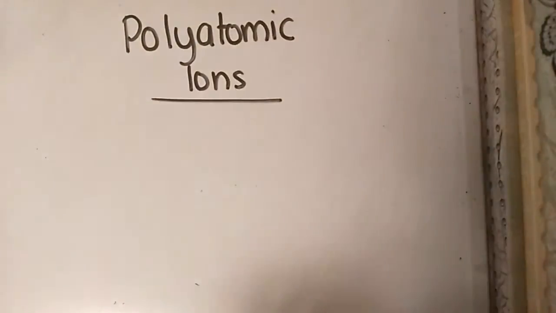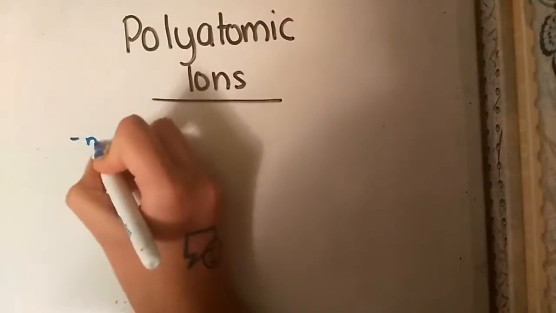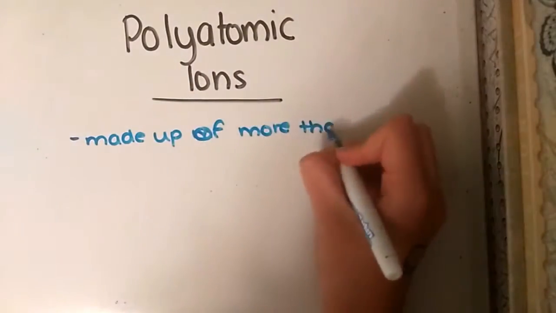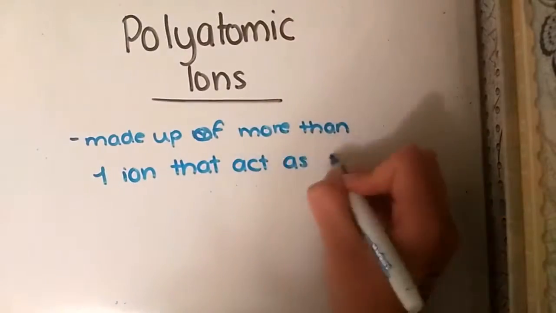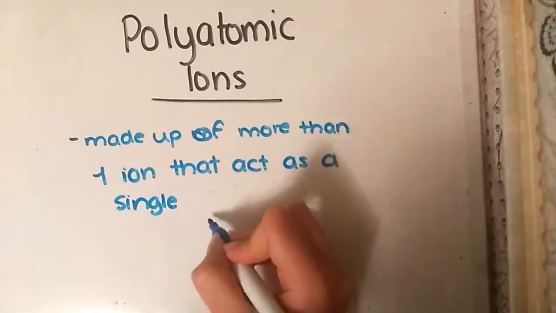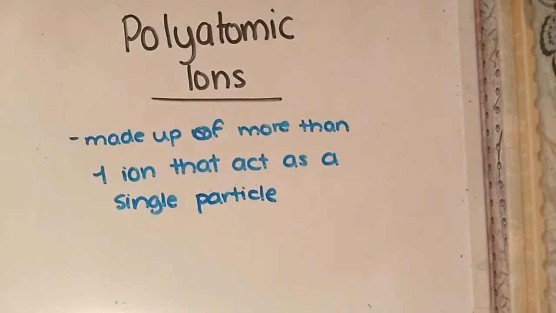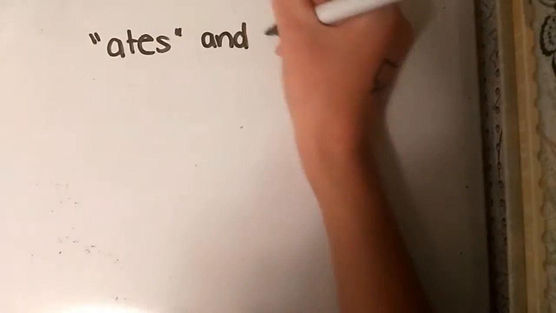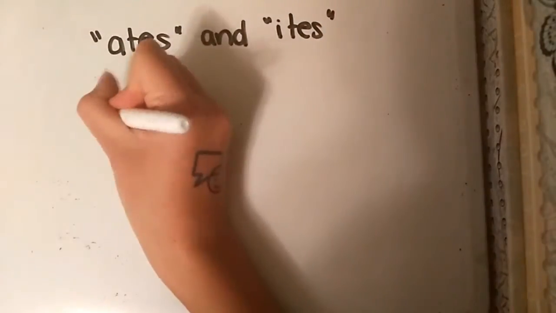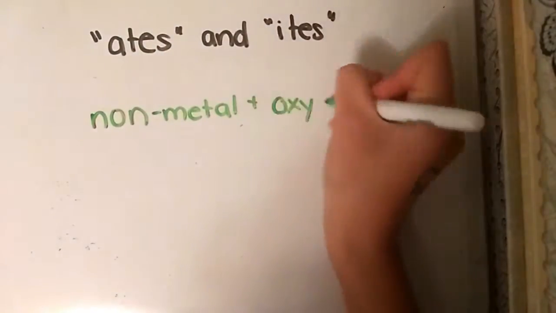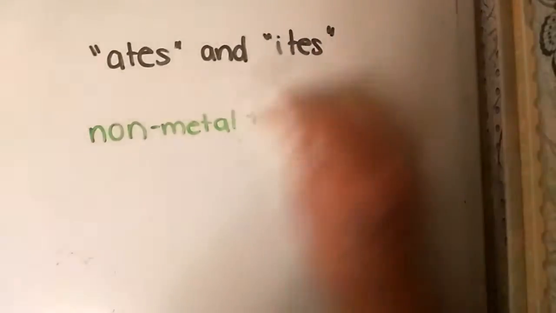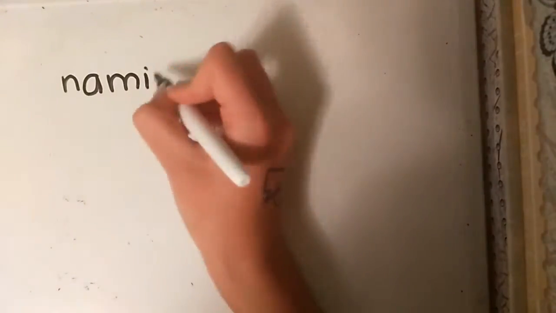Polyatomic ions. Polyatomic ions are basically ions which are made up of more than one atom that act as a single particle. There are many types of polyatomic ions, but the ones I will be teaching you about today are the ates and the ites, which are made up of a nonmetal and oxygen, as well as some exceptions.